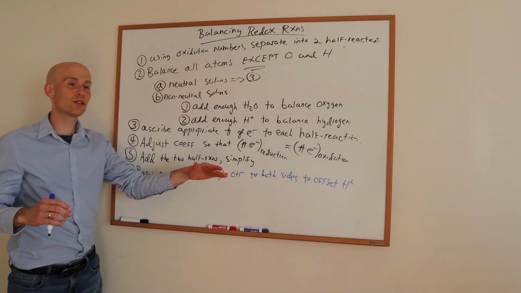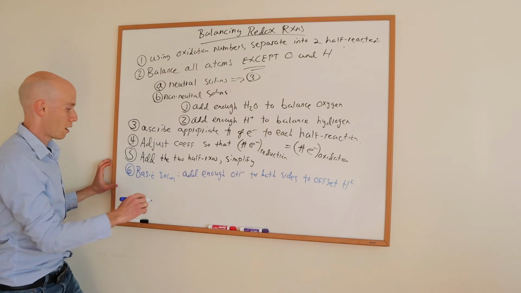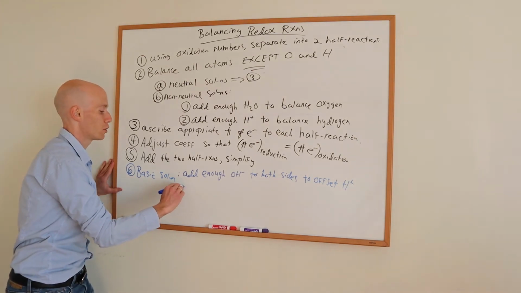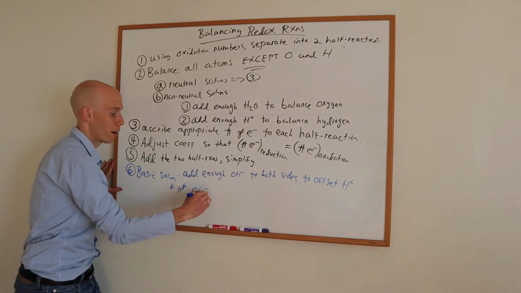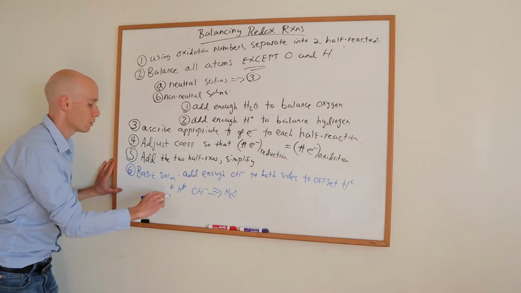Okay? Now, after I offset the H+ and I have the OH- there, I want to clean it up a little bit. So if I have H+ and OH- on the same side, I can combine them to water, things like that. And then I also want to simplify.